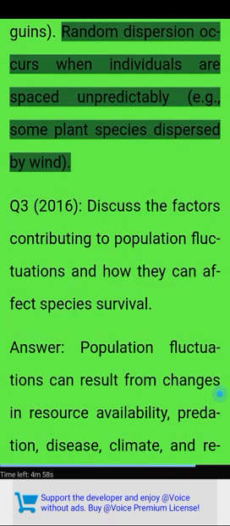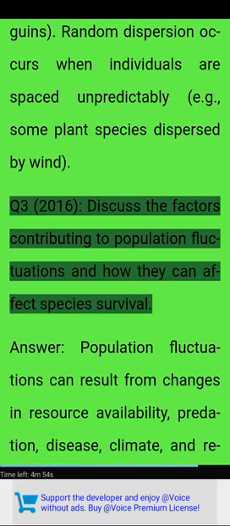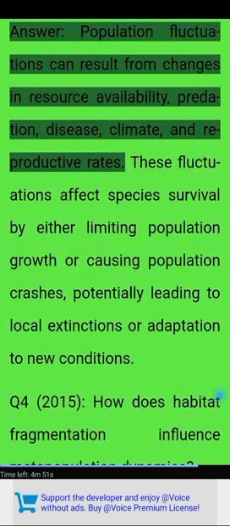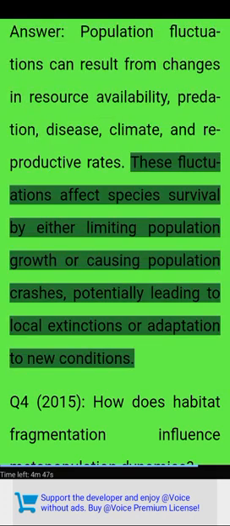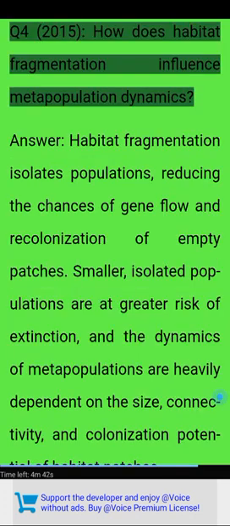Random dispersion occurs when individuals are spaced unpredictably, e.g., some plant species dispersed by wind. Q3 2016. Discuss the factors contributing to population fluctuations and how they can affect species survival. Answer. Population fluctuations can result from changes in resource availability, predation, disease, climate, and reproductive rates. These fluctuations affect species survival by either limiting population growth or causing population crashes, potentially leading to local extinctions or adaptation to new conditions.